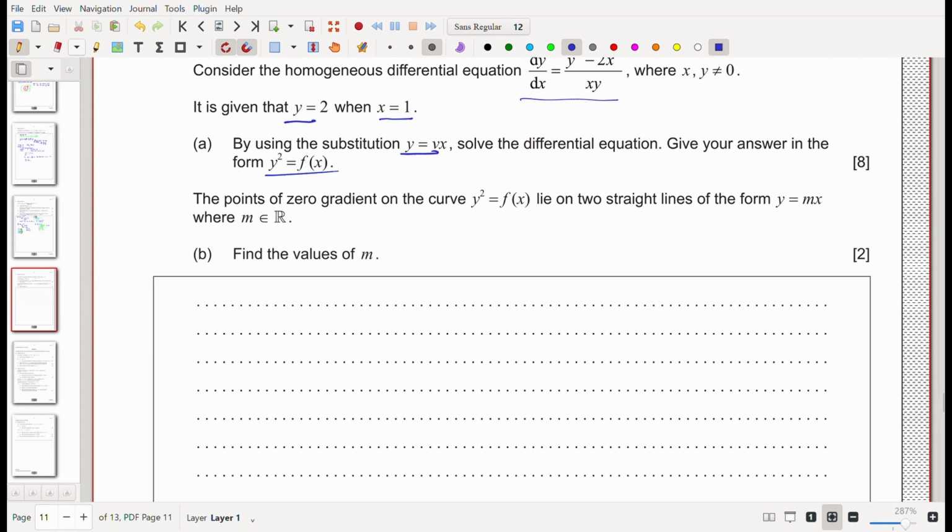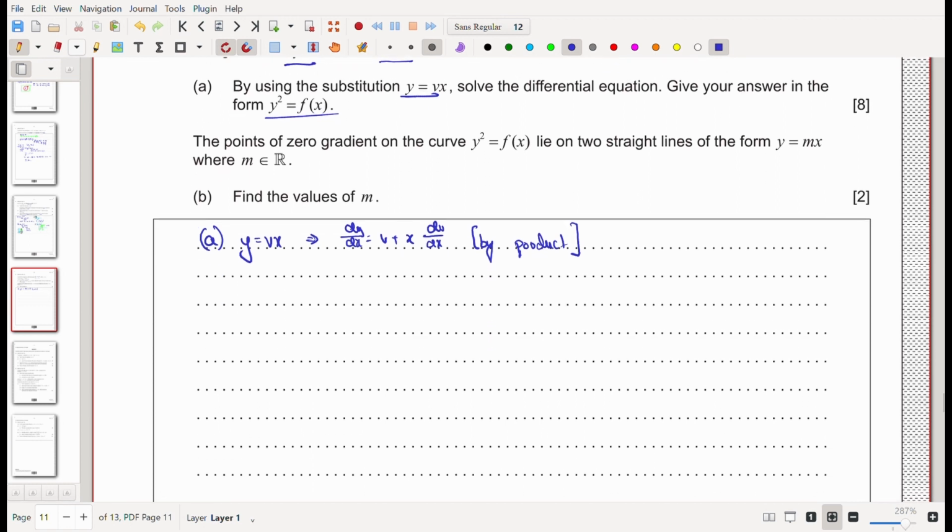Don't stress out. And so let's start off by substituting y is equal to vx. This means that dy by dx is equal to v plus x dv by dx. And this can be memorized, or you can derive it on the spot using the product rule, similar to how we did it for y squared x squared. So that's how you get this.